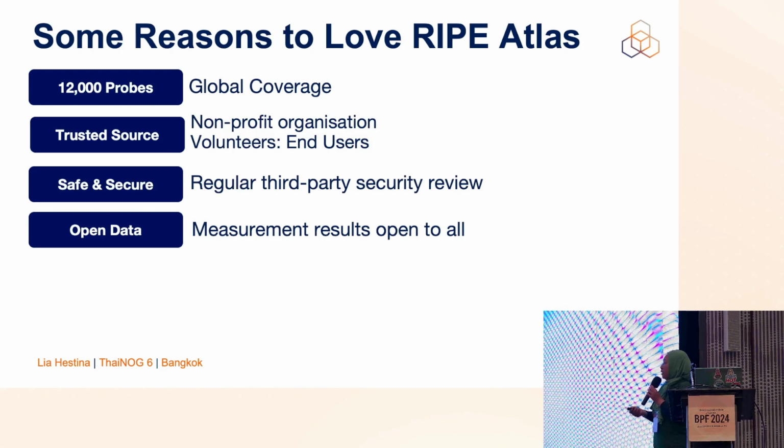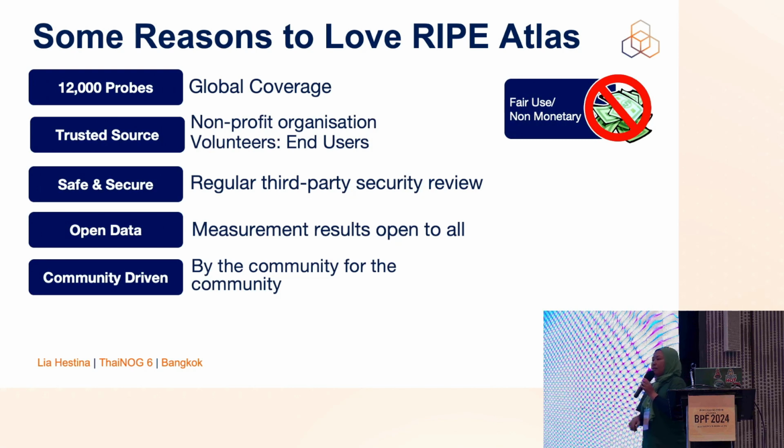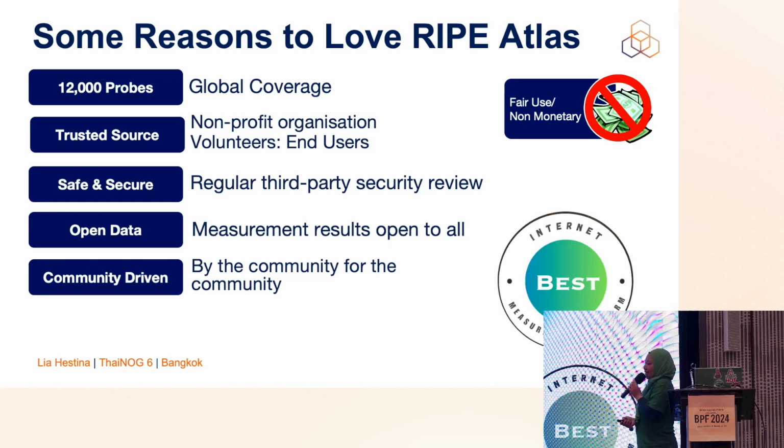I already mentioned that the measurement results are open to all. It's community driven by RIPE NCC and by the community for the community. And you know, this is the best thing. You don't have to break your bank in order to use RIPE Atlas. You just need to create an account. And I think the first time you create an account, you will get a bit of credit to play with. If you host a probe, you will get credits on a daily basis. So it's a take and give. Okay, let me say it's the best internet measurement platform in the world.